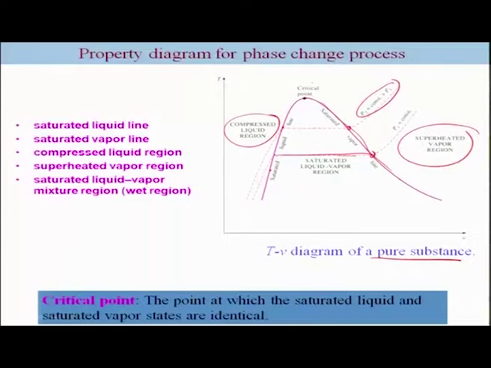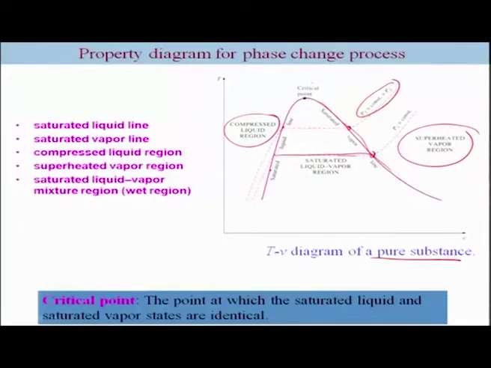Later we will be talking about metastable and other aspects. We will come back to this graph again. But for simplicity we are just mentioning this for the sake of reviewing the earlier understanding of engineering thermodynamics. So this was a TV diagram.